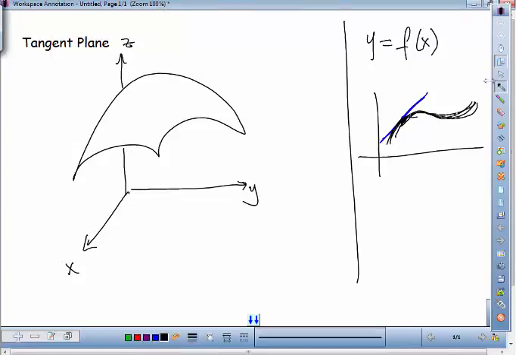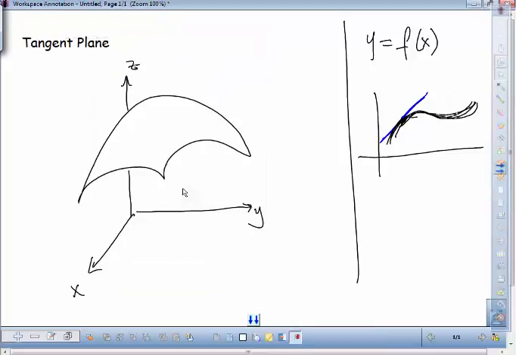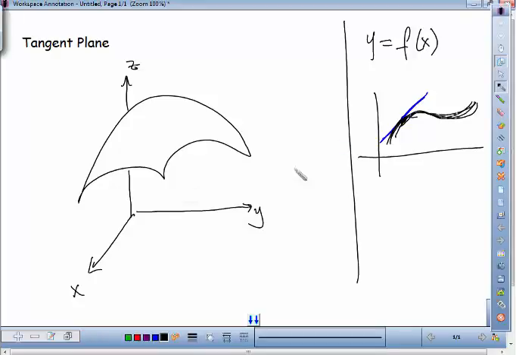And what we're going to do is examine the derivatives with respect to x and with respect to y, the partial derivatives, and take a look at the geometry of the partial derivatives. So this is our function. Z is equal to f of x comma y.